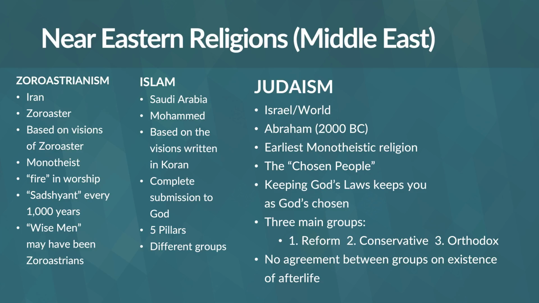The founder, Abraham, lived approximately 2,000 years before Christ. The main ideas of Judaism: it is the earliest of the truly monotheistic religions. In Judaism, God has chosen the Jewish race to be His special representative and will bless the world through them. Keeping God's laws contained in Jewish scriptures given to Moses and the prophets keeps you as God's people and blessed here on earth.